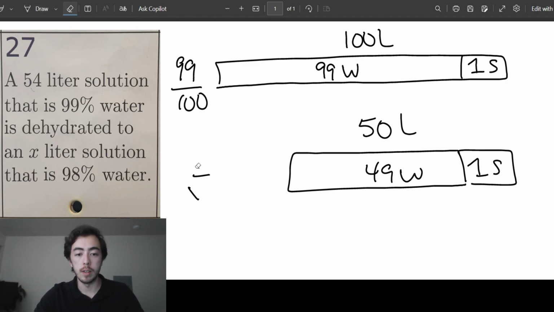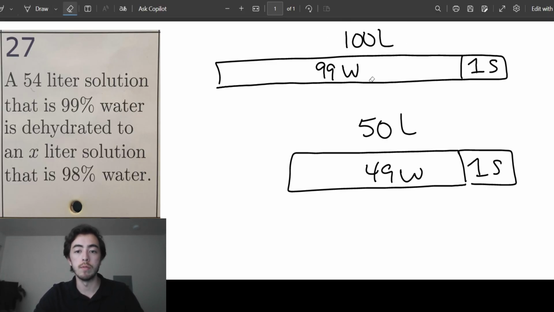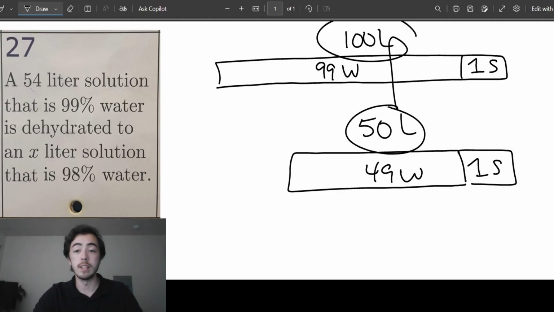So at least in this example, where we started out with 100 liters, it makes sense now that we need to have the amount of water, or have the total volume of our solution, to get the desired effect.